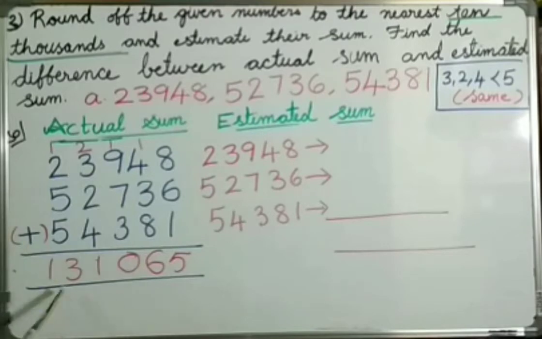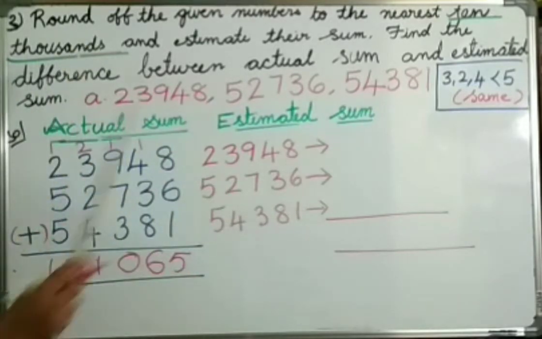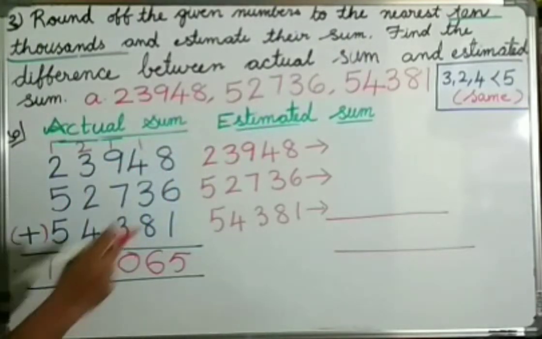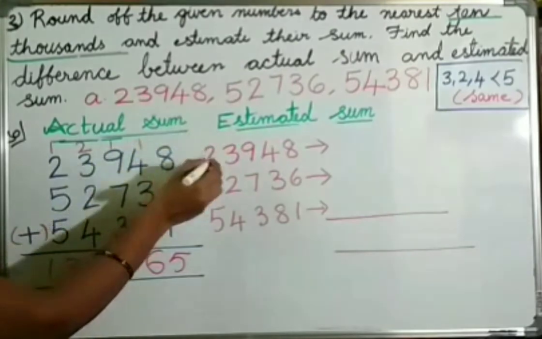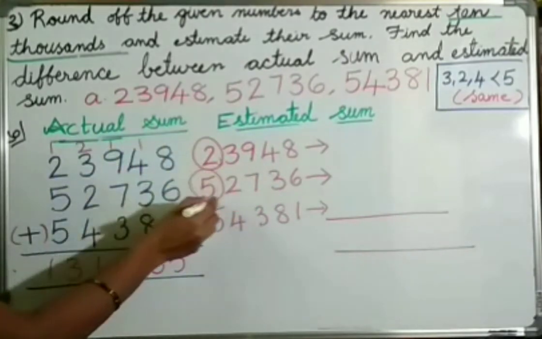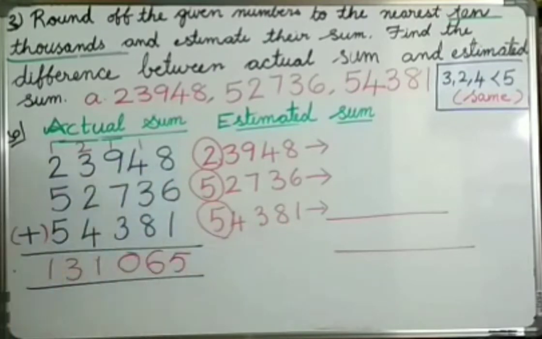This is the actual sum, 1,31,065. Now we have to find the estimate for the same numbers to the nearest 10,000s. Nearest 10,000s means we first have to circle the 10,000s place digit, and underline the digits after the circled digit.